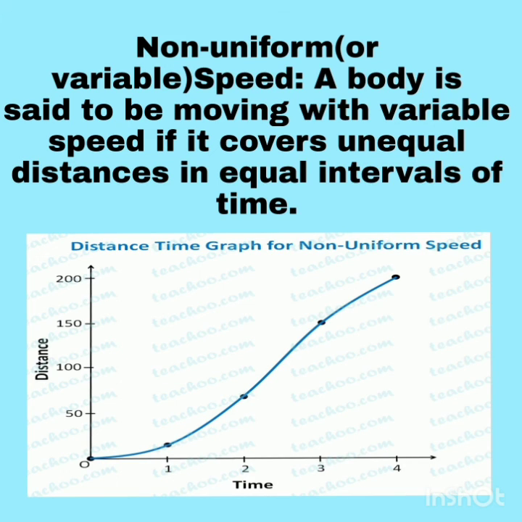Non-uniform speed. A body is said to be moving with a variable speed if it covers unequal distances in equal intervals of time or equal distances in unequal intervals of time. Example given.